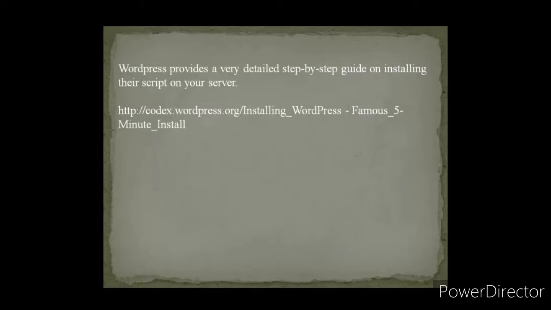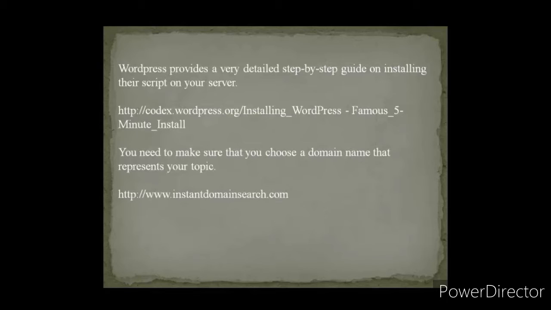To begin, you need to make sure that you choose a domain name that represents your topic, preferably implementing keywords that are relevant to your target audience. Visit instantdomainsearch.com and enter in keyword phrases to instantly determine whether a domain is available. This tool will save you time as it pulls data from the ICANN database to determine whether your domain name is available as you type it in.